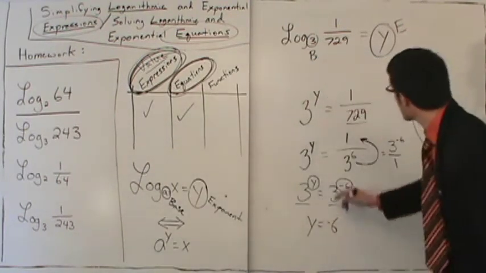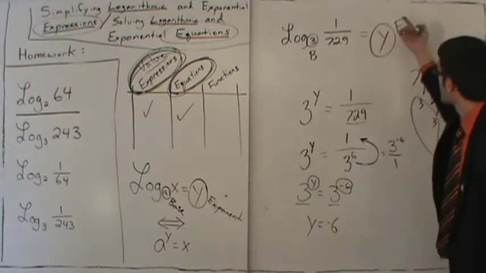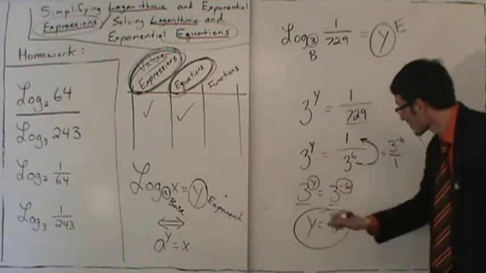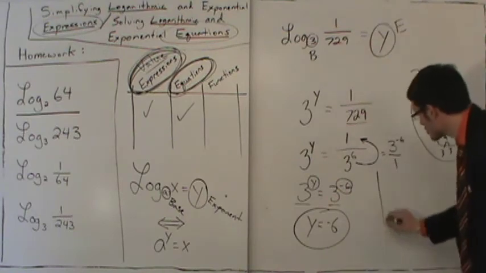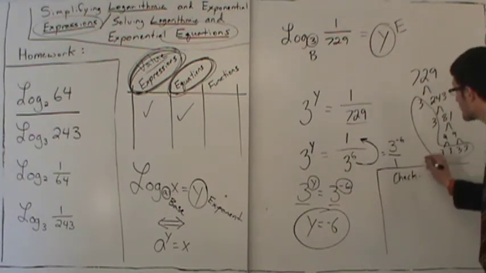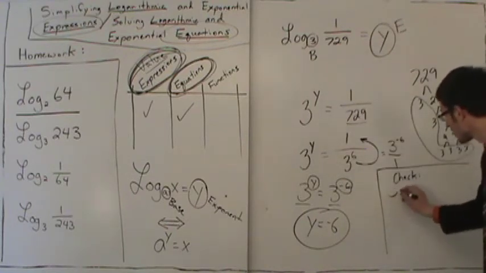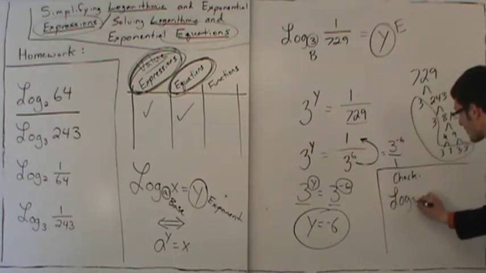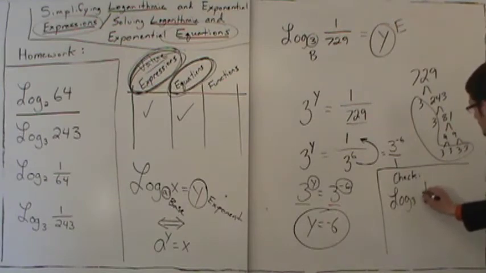And now, we're saying that the expression has a value of negative 6. So the answer is negative 6. So let's check our answer. Checking the answer, let's put it in. So put negative 6 in for y. We get log base 3 of 1 over 729 is equal to negative 6.